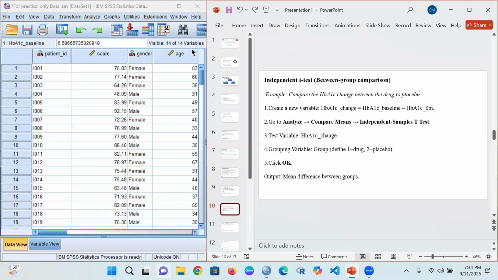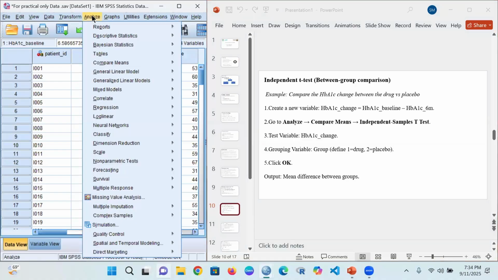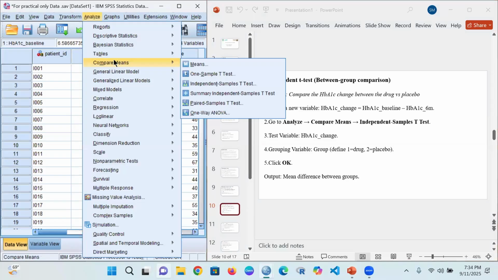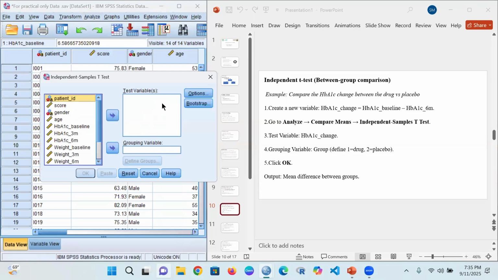So to analyze this, first of all, you come to Analyze. You go to Compare Means. Then you come to Independent-Samples T Test. After getting there, you have the test variable. Which variable do we want to test? Our test variable is the HB1C, let's say, for example, in 6 months. What grouping variable, where do we want to test it from? That is the drug and the placebo. Those are the people you are working on.